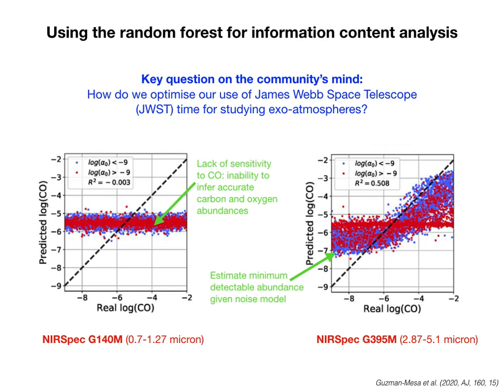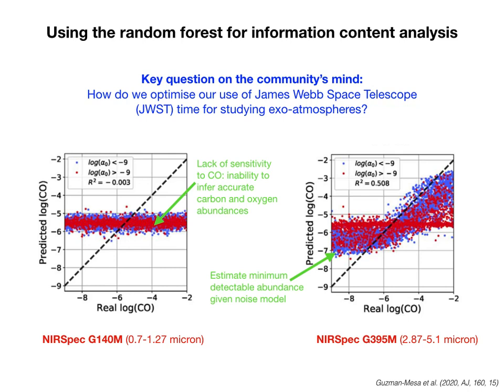And the reason why this is important is because you can use this to answer a question, which is, how do we optimize our use of James Webb Space Telescope time for studying exoplanet atmospheres? And this is a function of the type of observing mode you choose on the James Webb, which is a function of not just the spectral resolution, but also the range of wavelengths that's being captured by each instrument. So as an example, on the left, there's this instrument called the NIRSpec G140M, the medium resolution.